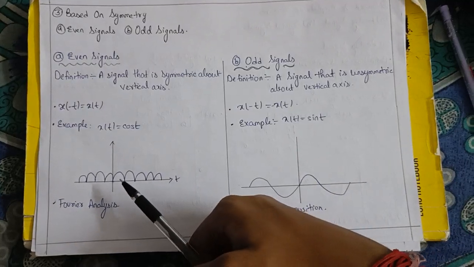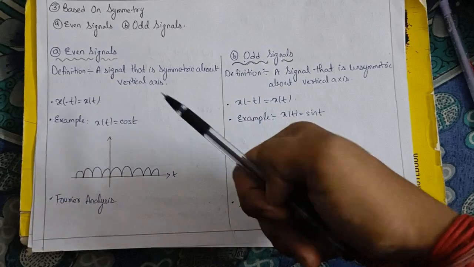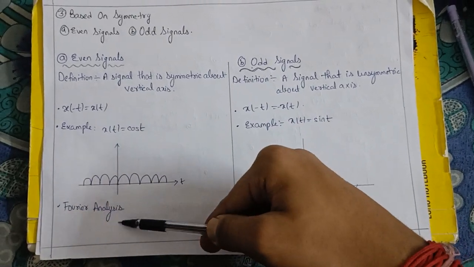As you can see in the graph, it is symmetric about the vertical axis. It is used in Fourier analysis.